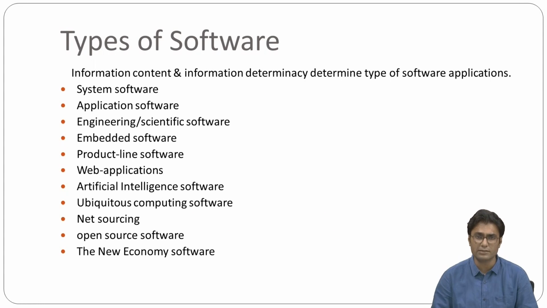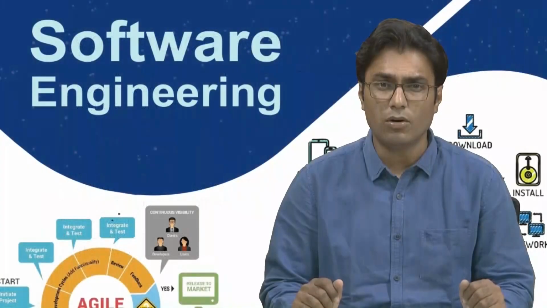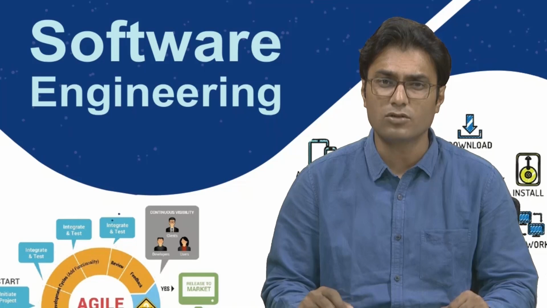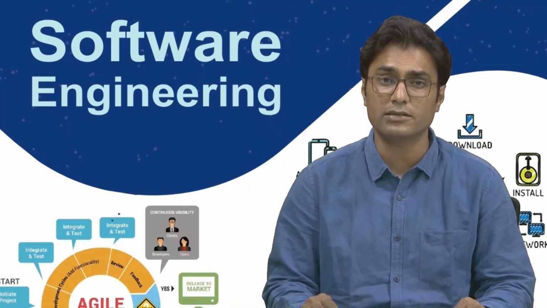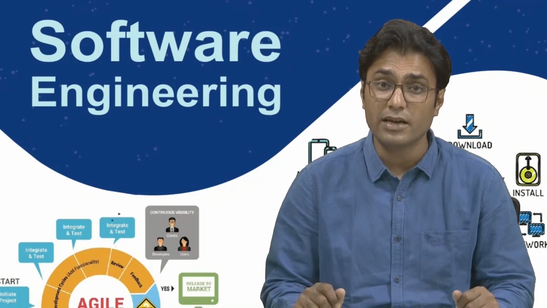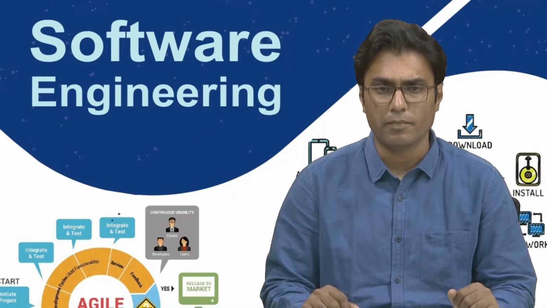So first one is system software. So these are the programs that service other programs such as operating system. Some operating systems process complex and determinate information, whereas some operating system process indeterminate data.